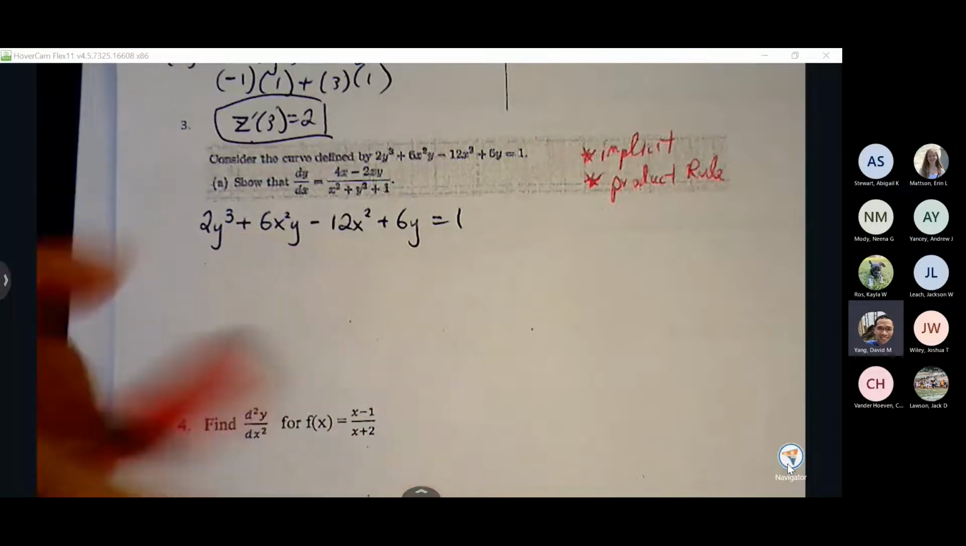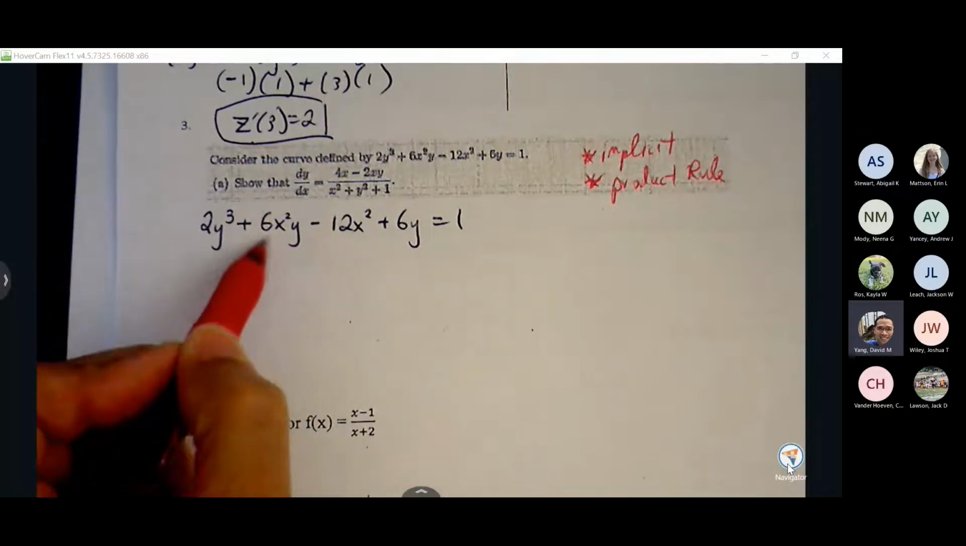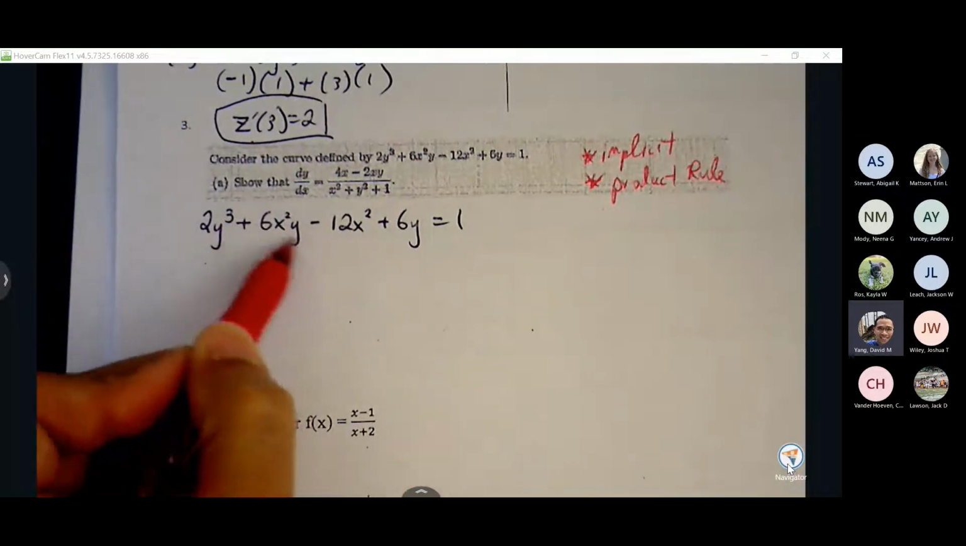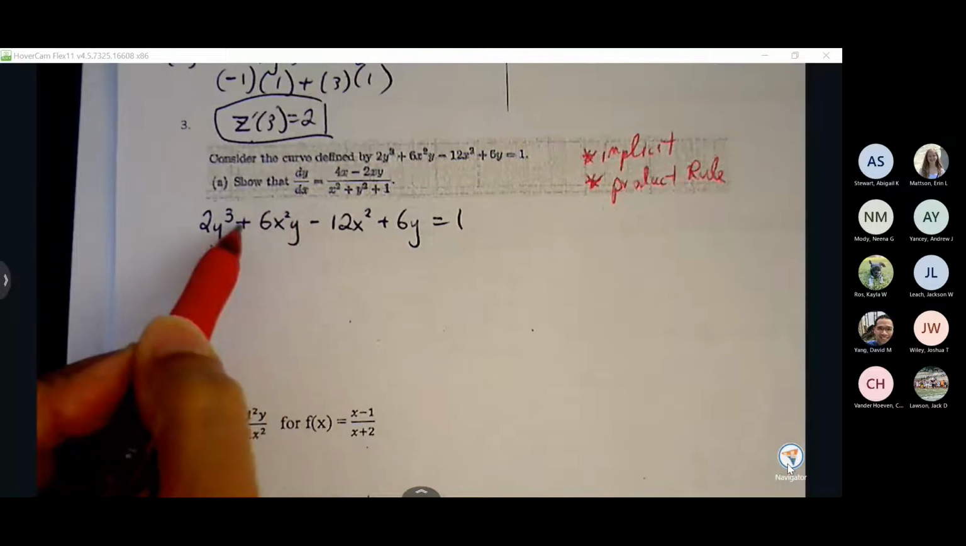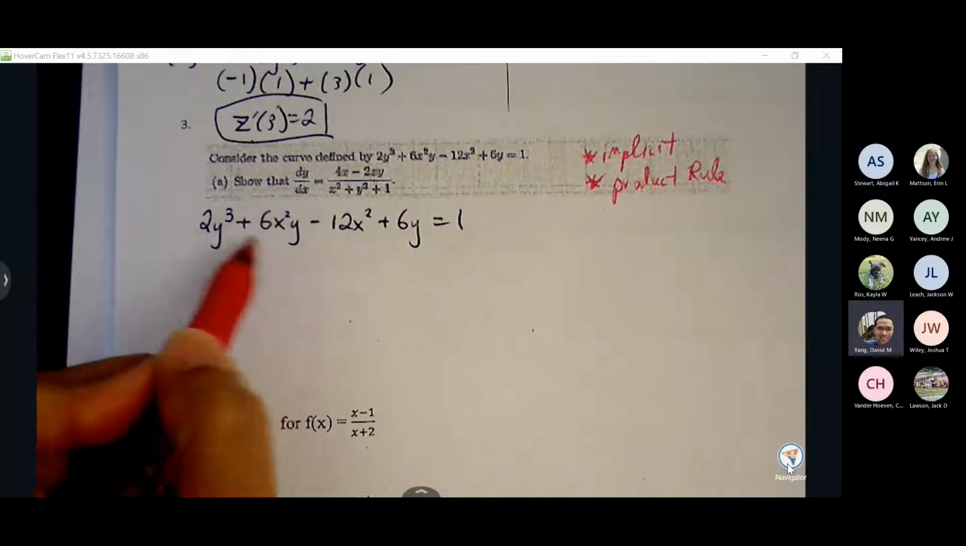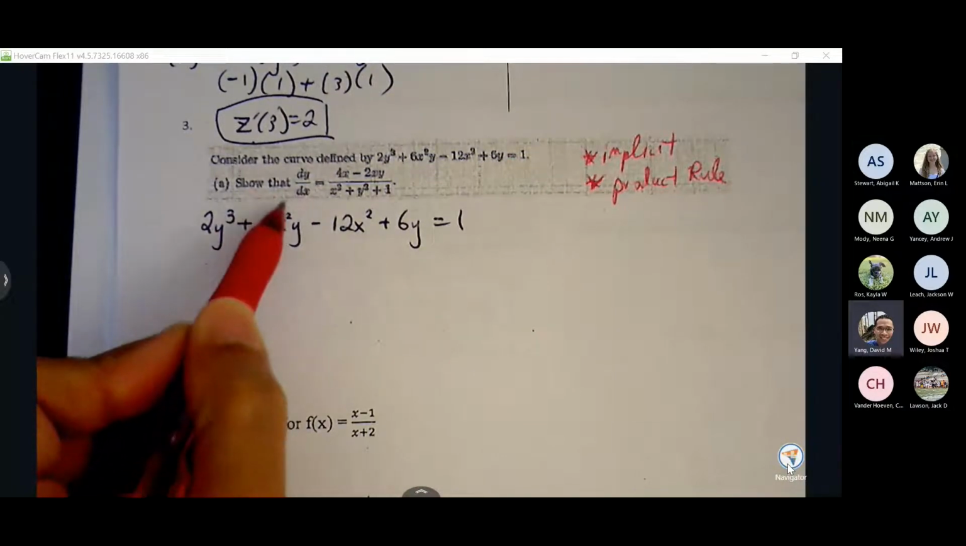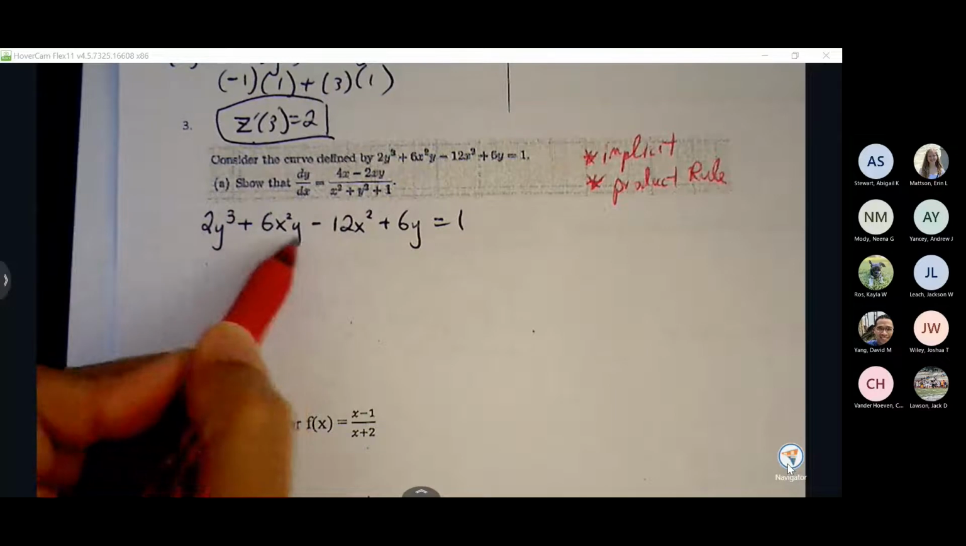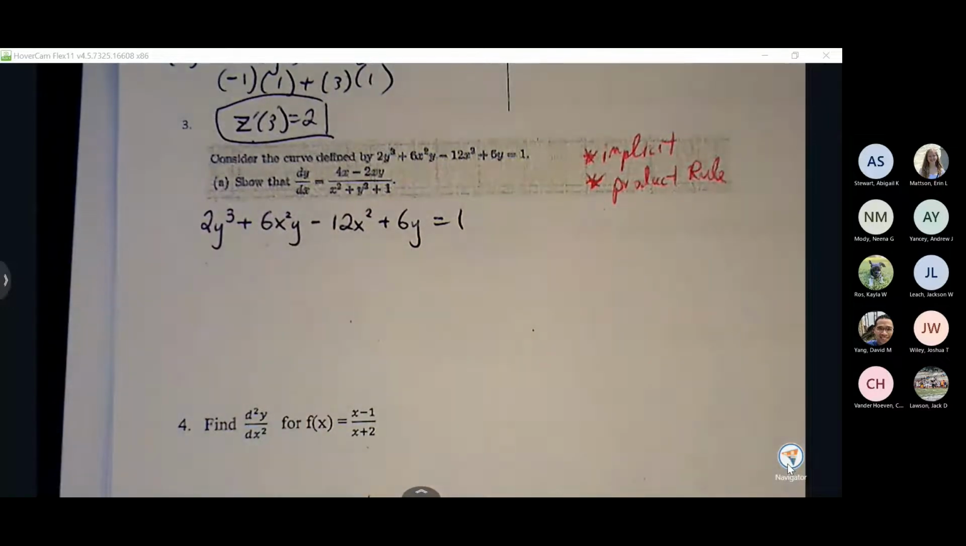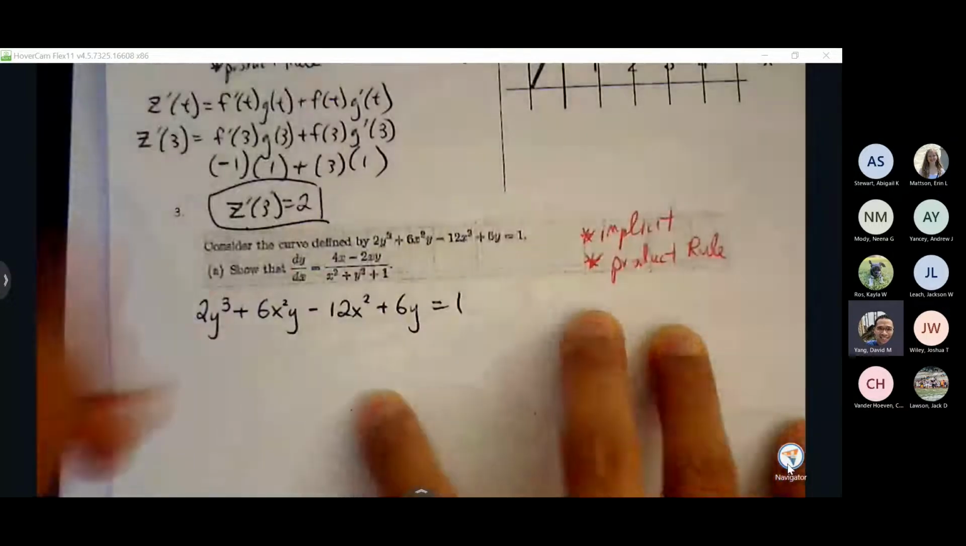If there was a minus sign, I would definitely protect that with a set of parentheses, because once that gets expanded, the negative has to distribute through it. But here, that plus sign is not going to impact it. But if there was a minus sign, I'll put a parentheses right there. Okay, so implicit and product rule.